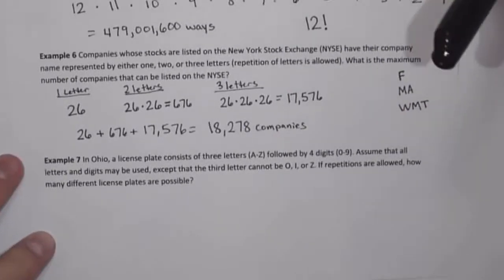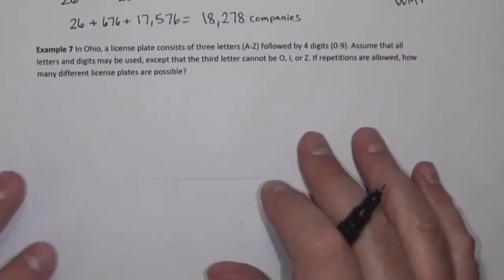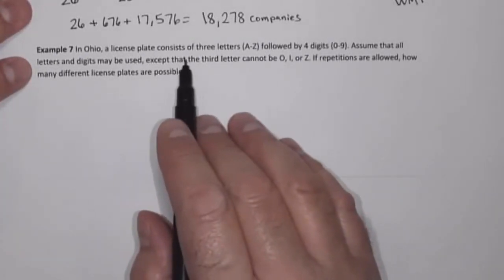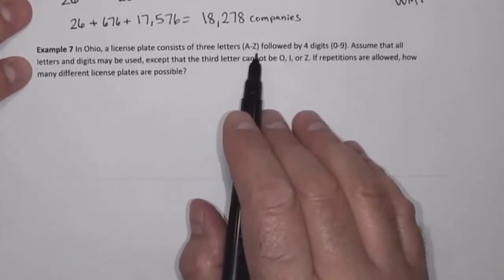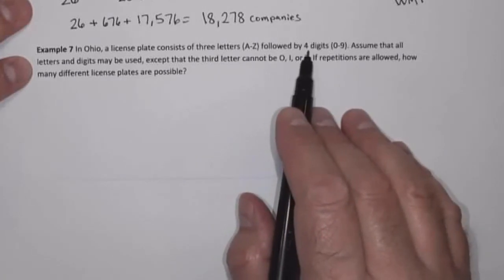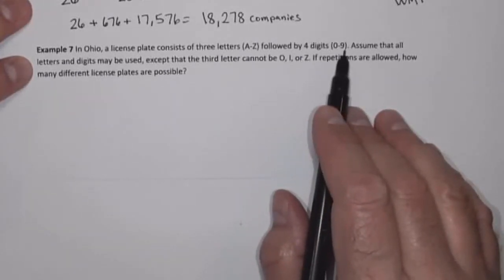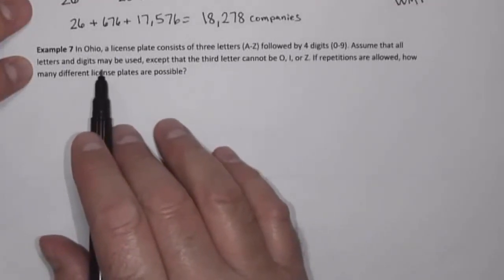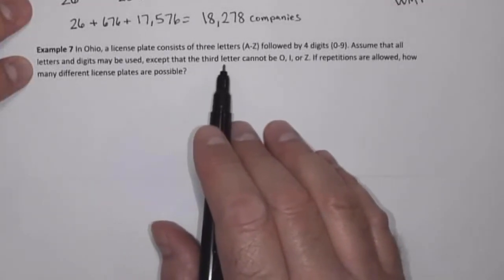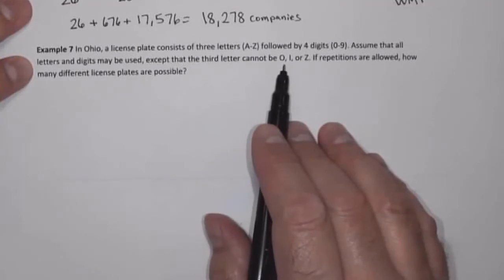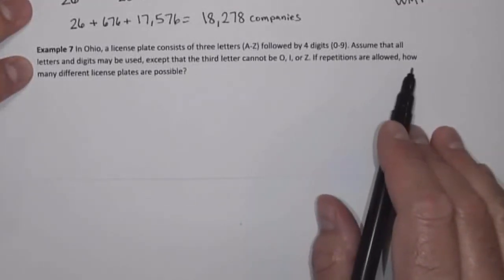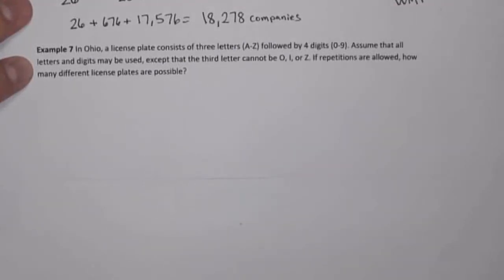Last but not least, example 7. In Ohio, a license plate consists of 3 letters, A through Z, followed by 4 digits, 0 through 9. Assume that all letters and digits may be used, except that the third letter cannot be O, I, or Z. If repetitions are allowed, how many different license plates are possible?